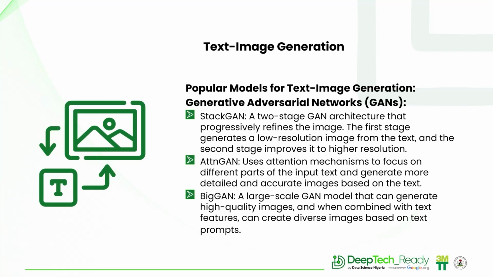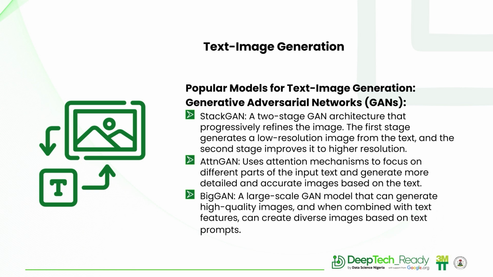So popular models for text image generation, we've spoken about GANs. That is, we have StackGANs, a two-stage GAN architecture that progressively refines the image. The first stage generates a low resolution image from the text, and the second stage improves it into a higher resolution. So we also have AttnGAN. This uses an attention mechanism to focus on different parts of the input text and generates more detailed and accurate images based on the text.